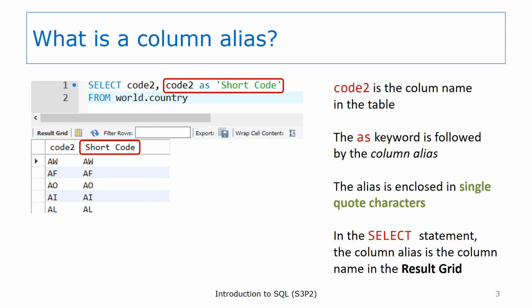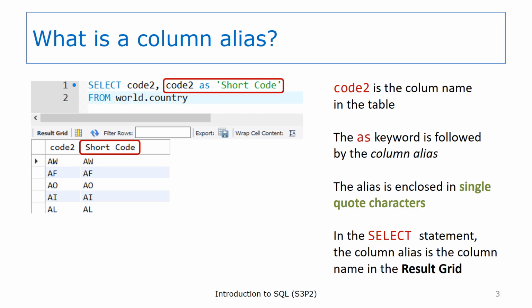Now let's look at the second retrieval of the code2 column. In the second retrieval, you still see the column name, code2, but this time, the column name is followed by a keyword and a value. The keyword is the as keyword. You can type in as using uppercase or lowercase letters. You need at least one space before and one space after the keyword. When the select statement is run, the as keyword is recognized as a keyword.